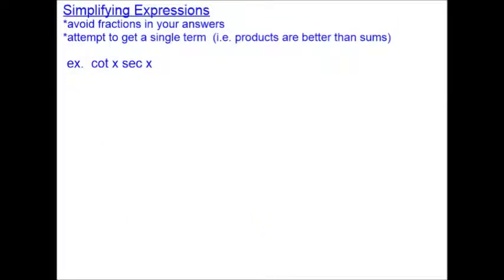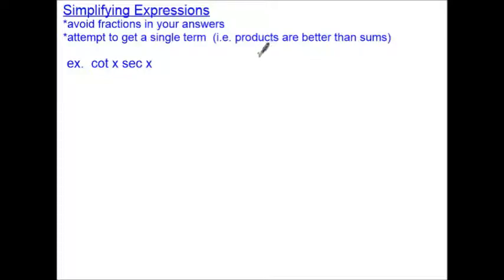Moving on. We're going to do a lot of simplifying expressions and a lot of other manipulations of this nature in this chapter. So remember all those identities, you're going to be in trouble if you don't have those things down. Here are the basic rules for this. Simplifying expressions, we're going to avoid fractions or radicals and attempt to get a single term. Products are better than sums. So if I have something plus something else, I want to see if I can turn that into something times something else.